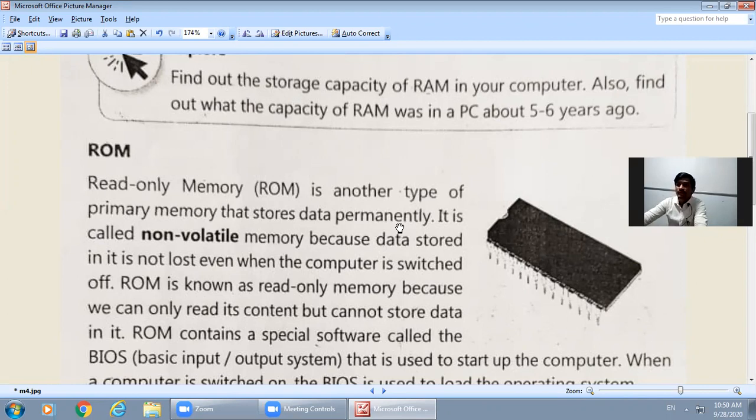Okay. See, it is called non-volatile memory. It is called non-volatile memory because data stored in it is not lost even when the computer is switched off. Means once your computer is switched off, data will not be erased or deleted. ROM is known as read-only memory because we can only read its content but cannot store data in it.